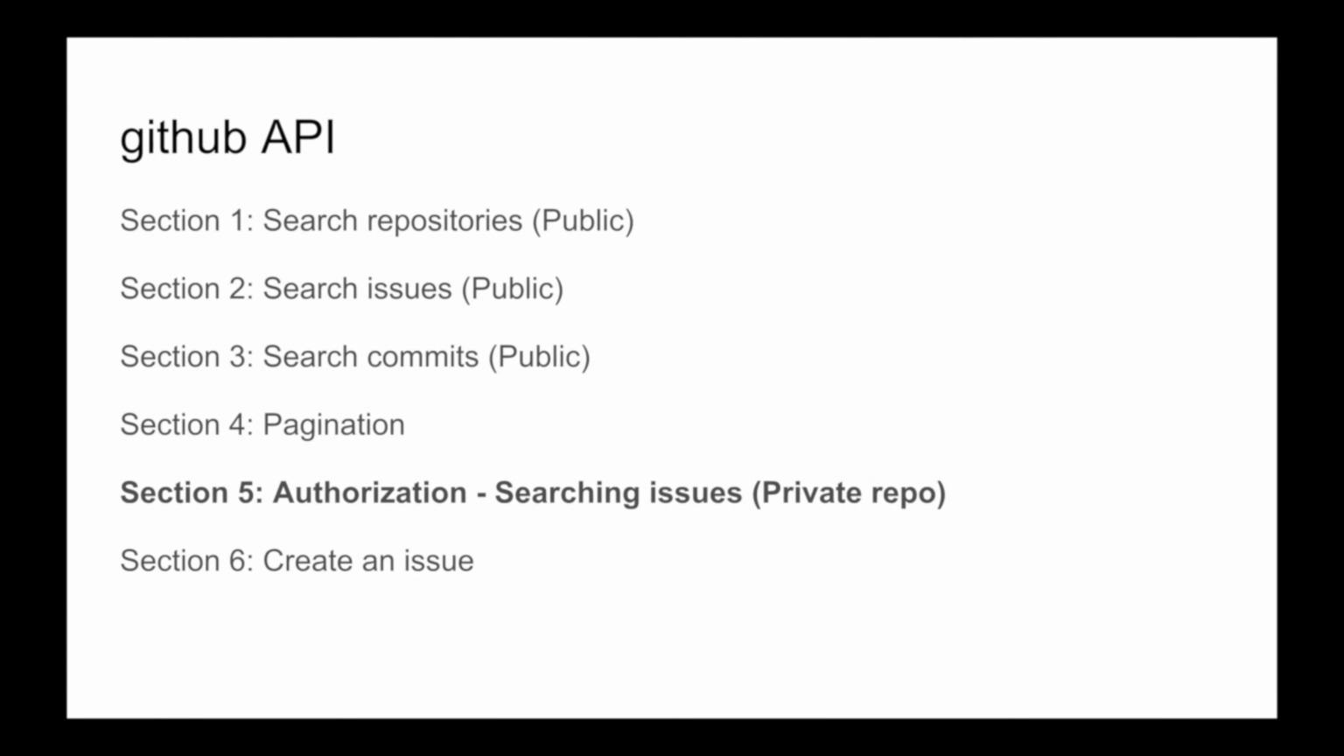Section 5, authorization. So all the searches that we have done up until section 4 are public searches. That means you have access to this as a user. You don't even need to log in. It's publicly available, so you can make requests within reason. Obviously, within reason, you're gonna get rate limited.